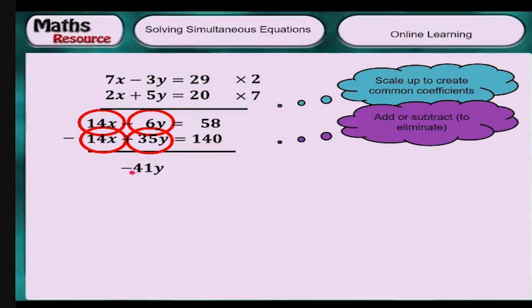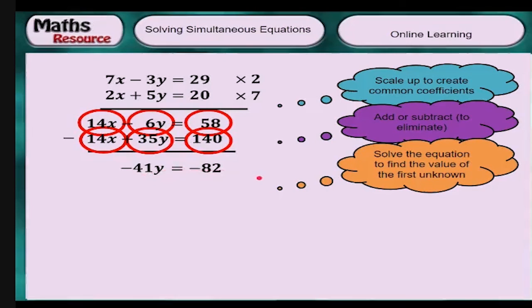Okay, which leaves me with minus 41y. And then I've got, finally, 58 minus 140 gives me minus 82. Now, please don't be afraid in an exam. If you struggle with your minus numbers, do a number line. Okay? If it helps you out, do a number line. There's no shame in using a number line. Plus, if anything, you'll get marks for it because it's showing your working out.